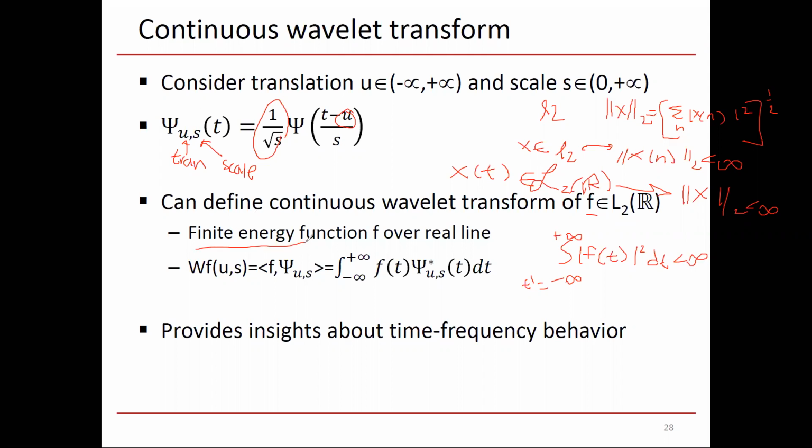For a finite energy signal, or you could call it a function, the wavelet transform is denoted by Wf as a function of u and s, and it's an inner product between the function f and the translated scaled wavelet psi u,s that we defined earlier. And this inner product is an integral over f of t times psi u,s of t conjugate. Now, a comment about conjugates. If f is a real valued function and if psi is a real valued wavelet, the conjugate doesn't matter. The conjugation only matters for complex valued things. If you take home one point from this slide, it's that we defined a wavelet, and from the wavelet, we've extended our understanding to translations and scales. We have an entire transform, and this transform provides insights about time frequency behavior.